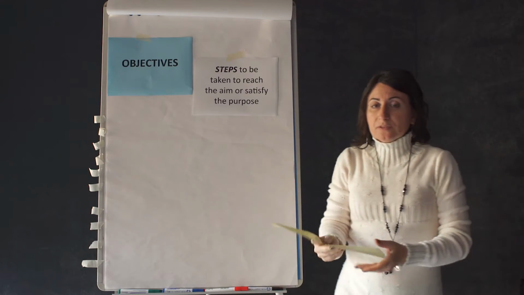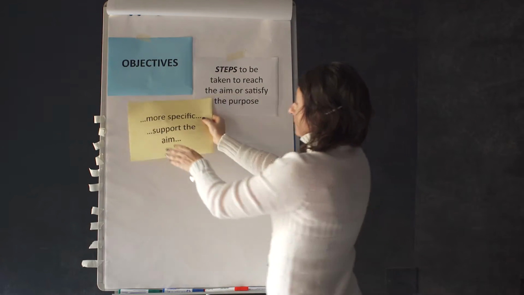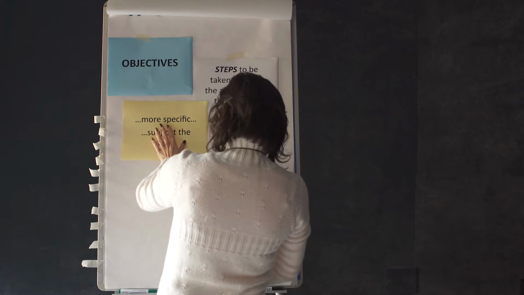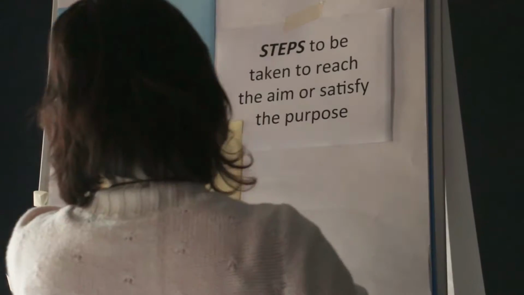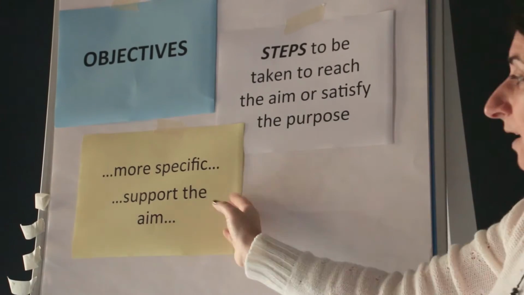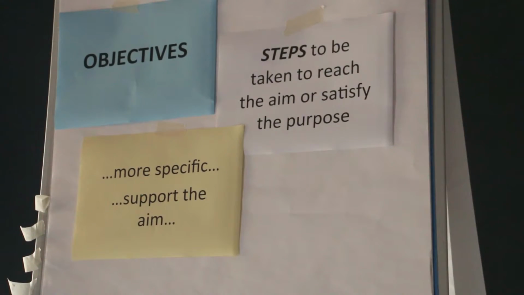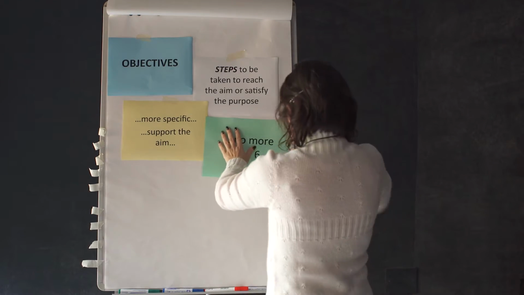The objectives, in general, have to be more specific and they have to support the aim. As I said, they have to help you to reach the aim. Usually there are no more than 6.